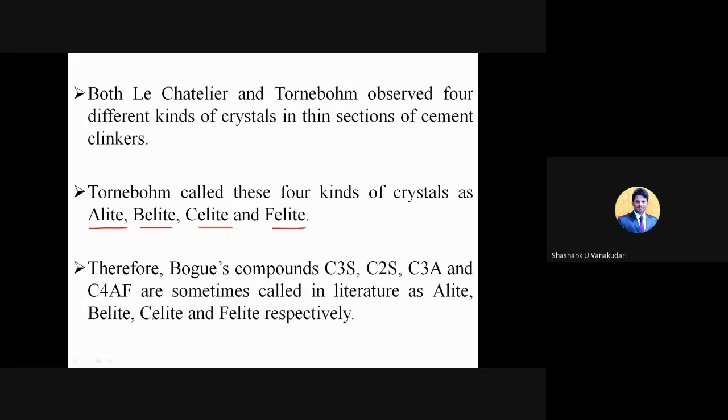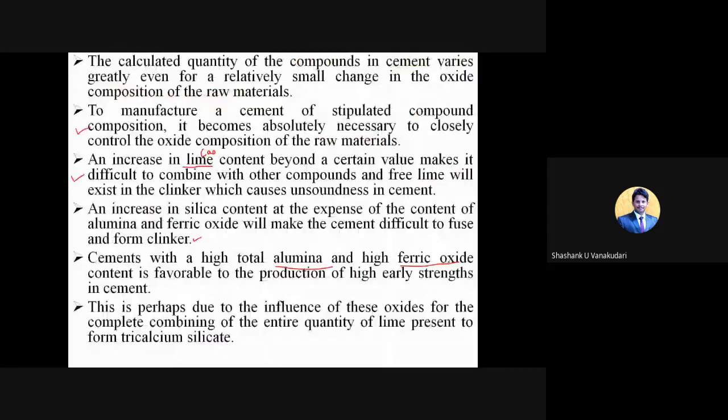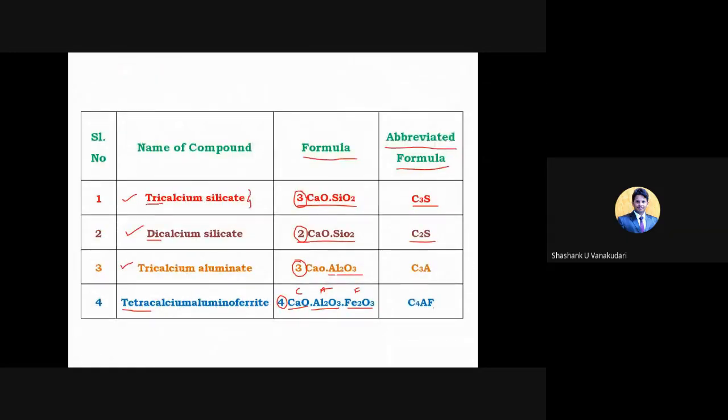Here the Bogue compounds like C3S, C2S, C3A, and then C4AF are sometimes called in literature alite, belite, celite, and felite. So in this table, this stands for alite, this is belite, the third one is celite, and the fourth one is felite. Sometimes these chemical compounds are named by those four names.